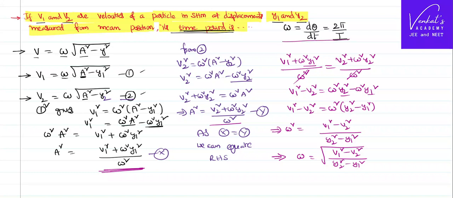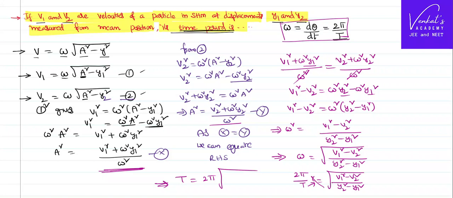And I told you, once you have omega, omega can be equated to 2 pi by T, as root of v1 square minus v2 square by y2 square minus y1 square. You want the time period, right? So take the time period to that side and the other expression to this side. Time period becomes 2 pi into root of y2 square minus y1 square by v1 square minus v2 square. That's how we can find the time period of a particle in simple harmonic motion.